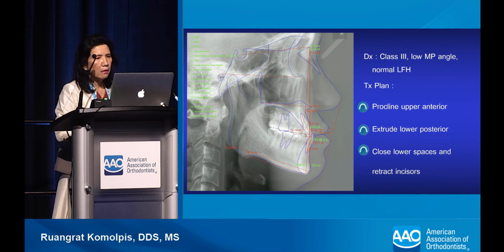Diagnosis: class 3, low mandibular plane angle. Actually, he has normal face height. I think he's still able to afford some of the increase in the face height. So the plan is to procline upper anterior, extrude lower posterior, close lower spaces, and retract incisors.